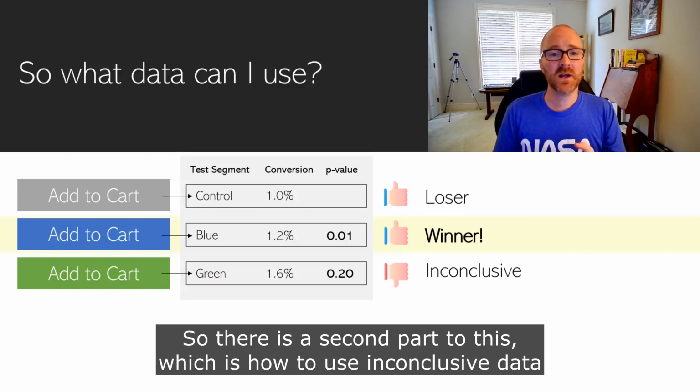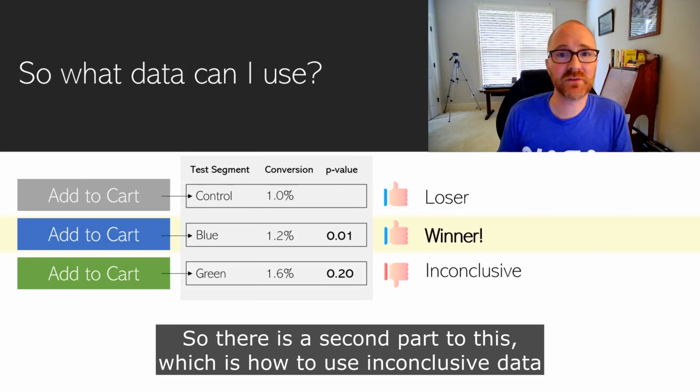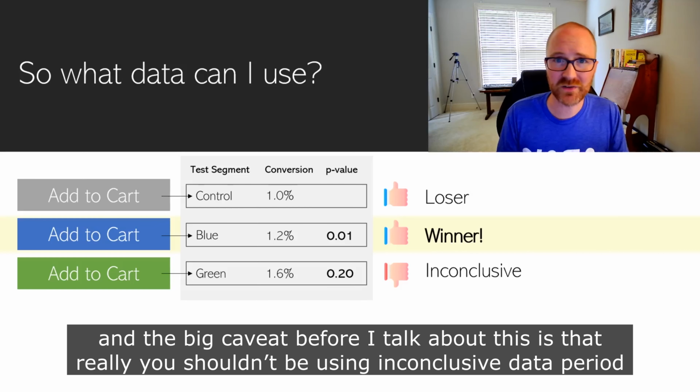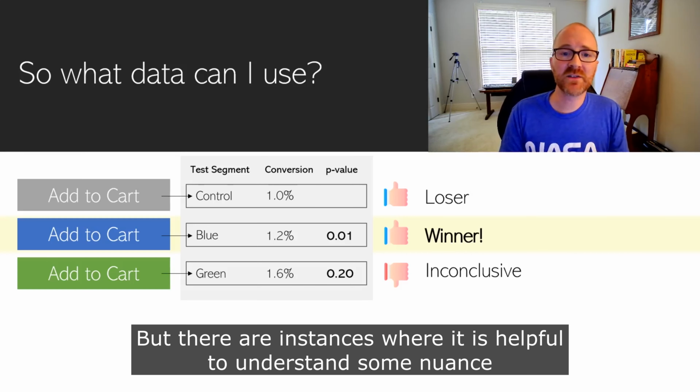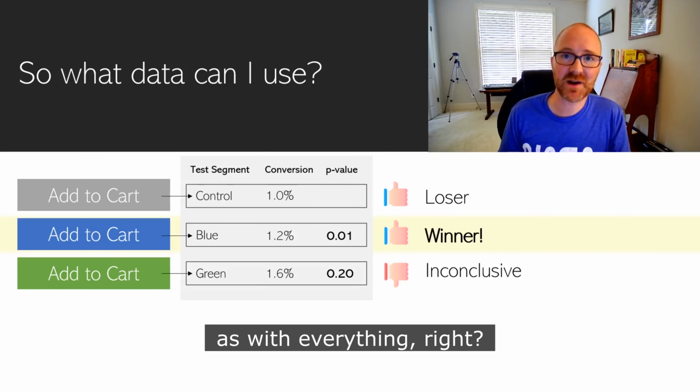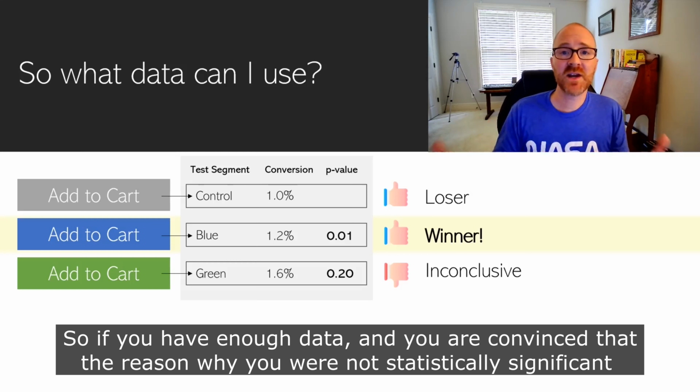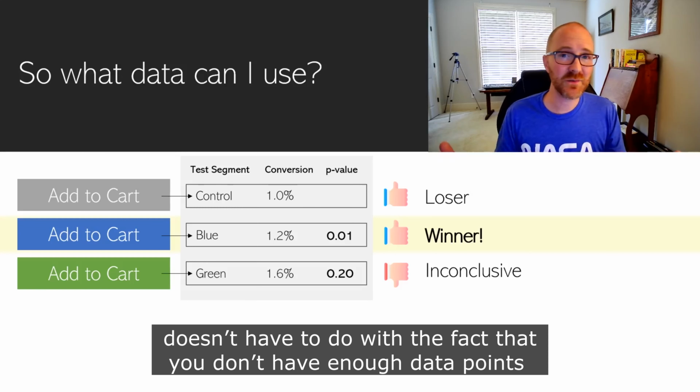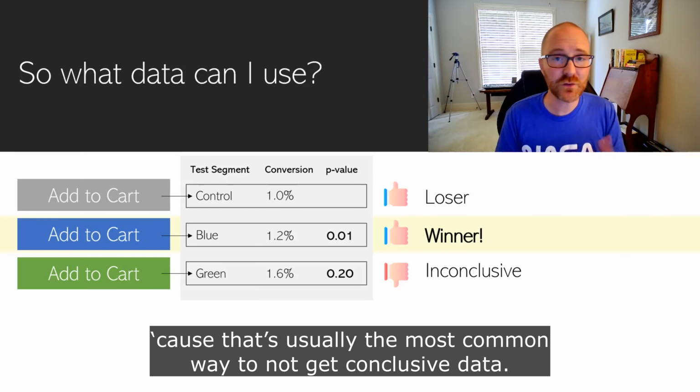Okay, so there is a second part to this, which is how to use inconclusive data. And the big caveat before I talk about this is that really you shouldn't be using inconclusive data, period. But there are instances where it is helpful to understand some nuance, as with everything, right? So if you have enough data and you are convinced that the reason you are not statistically significant doesn't have to do with not having enough data points, because that's usually the most common way to not get conclusive data.